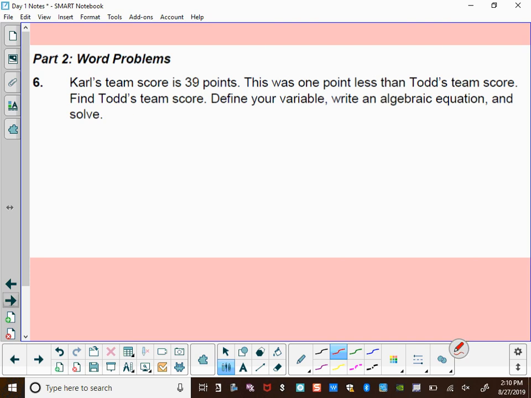So what I'm going to do, I'm going to start with what I know for sure. I know for sure that Carl's team scored what? 39. 39 points. So off to the side, I want you to write K equals 39. Sometimes the hardest part of a word problem is just knowing how to set it up. All right, well, let's read the next sentence. Go sentence by sentence.